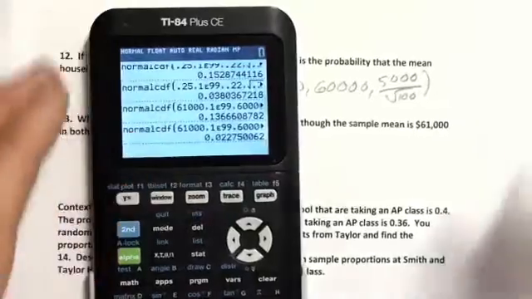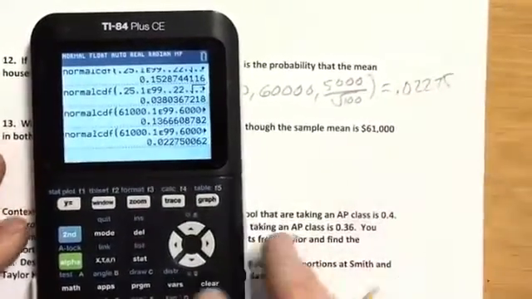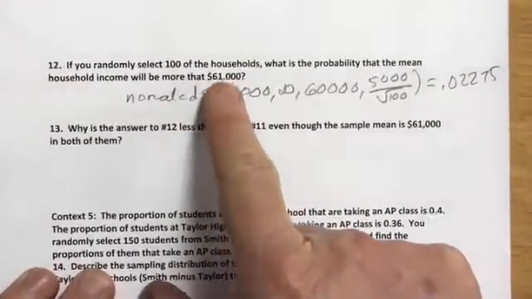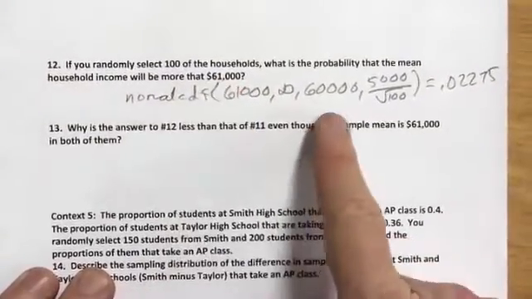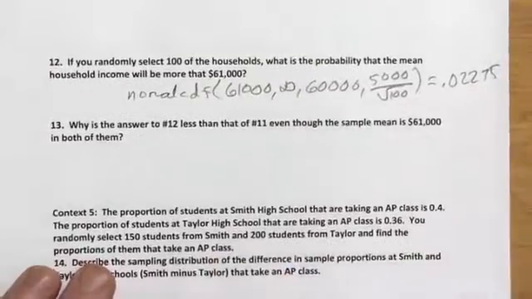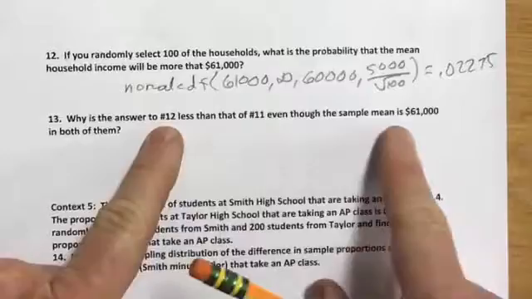Boom. And so now it is statistically significant: 0.02275, below 0.05. So that would give us reason to doubt, if we got a good random sample of 61,000, that 60,000 really is the mean, because our p-value is below 0.05. Why is this answer in number 12 less than 11?